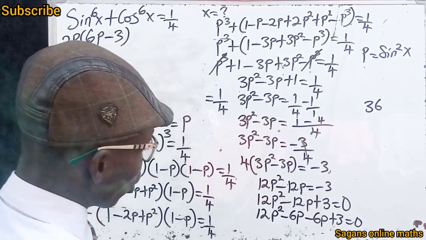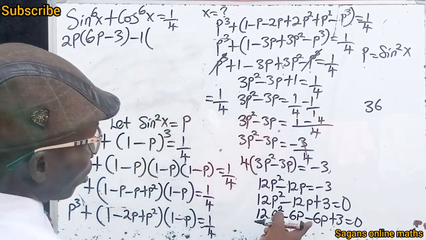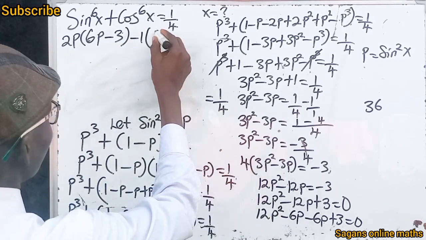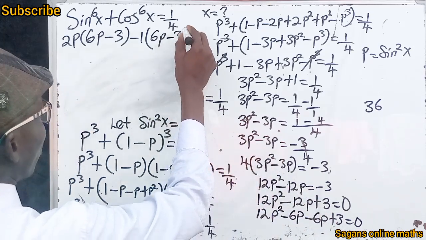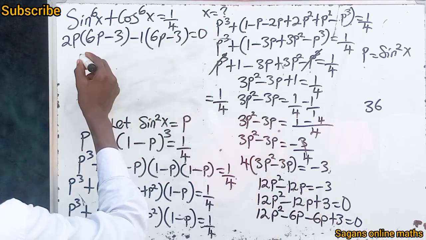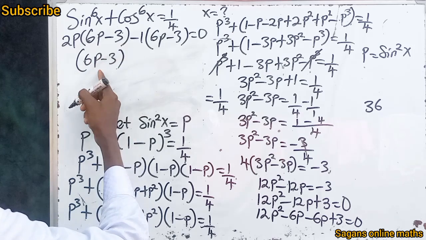Then what is common here? Minus 1 is common, so this is minus 1 into minus 6p divided by minus 1 gives us 6p. Okay, 3 divided by minus 1 gives us minus 3. All this equals 0. So you can see that what is common here is 6p minus 3. Okay, 6p minus 3 is common.